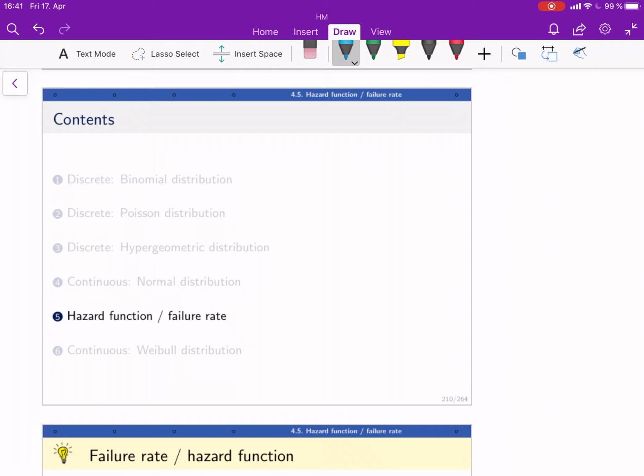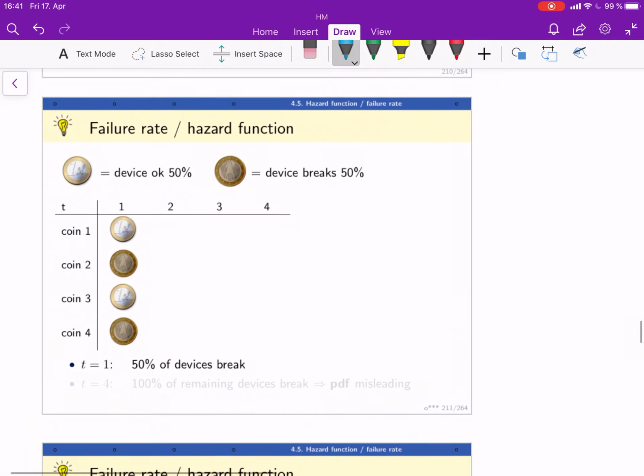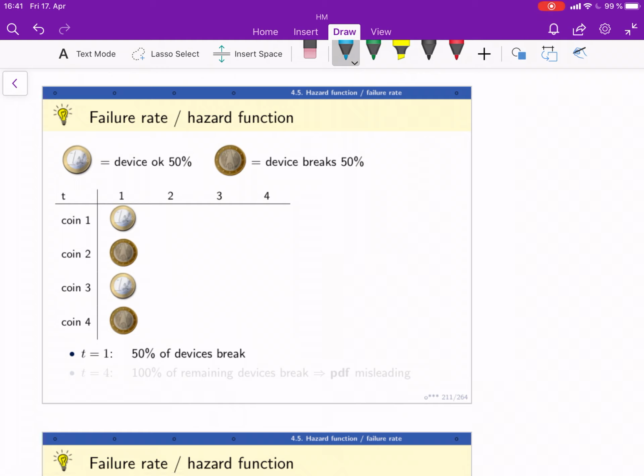We talked about the normal distribution, and before we carry on talking about the next continuous distribution, the Weibull distribution, which will be an important distribution when we talk about quality management, we first need to introduce a new concept, the hazard function, and what that has to do with the failure rate. It's a bit tricky, so I made a simple example to explain the point.